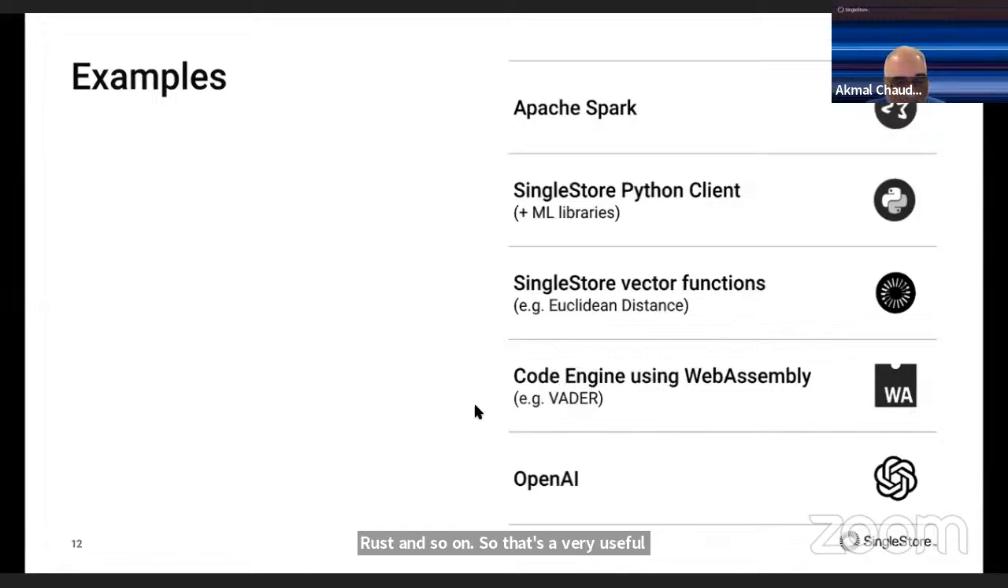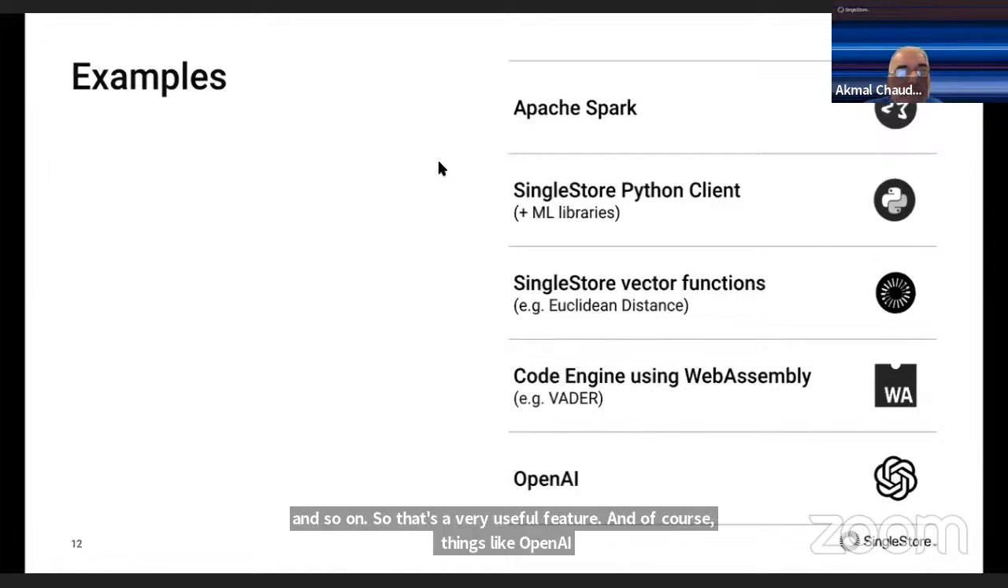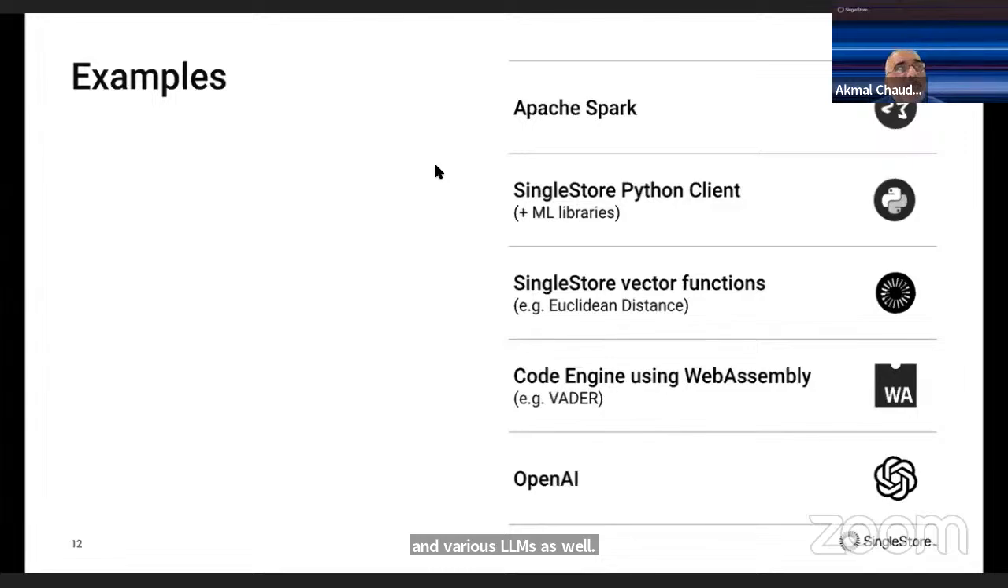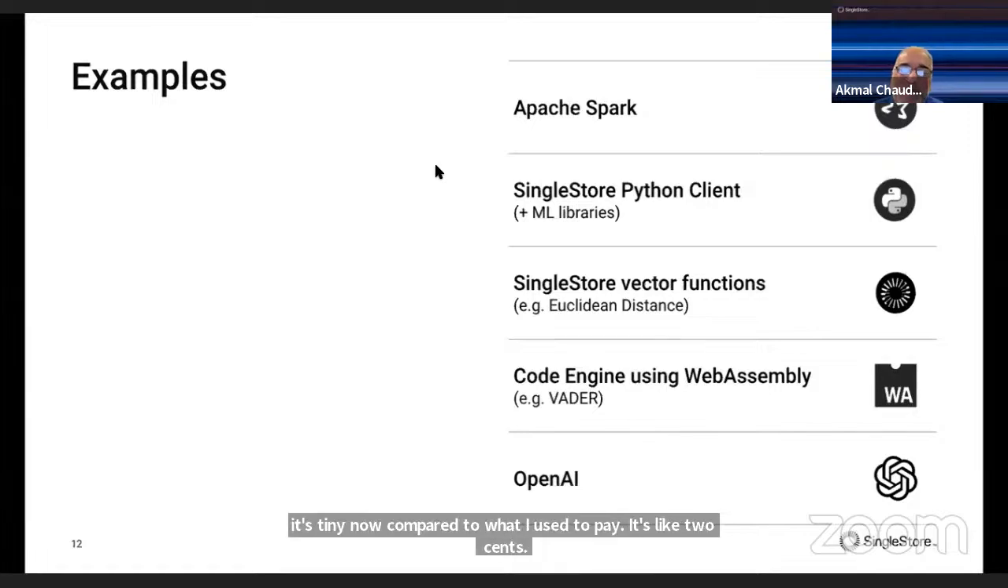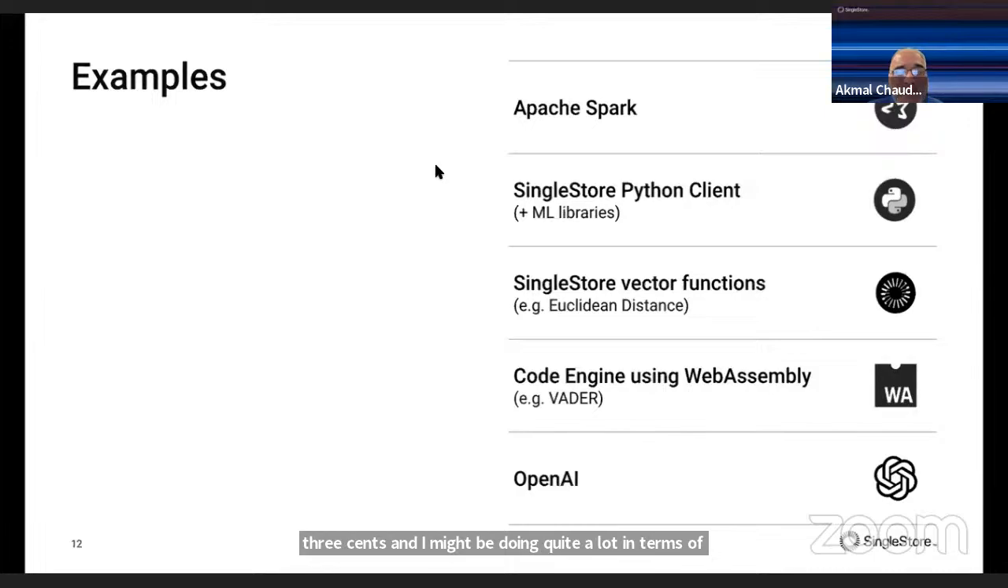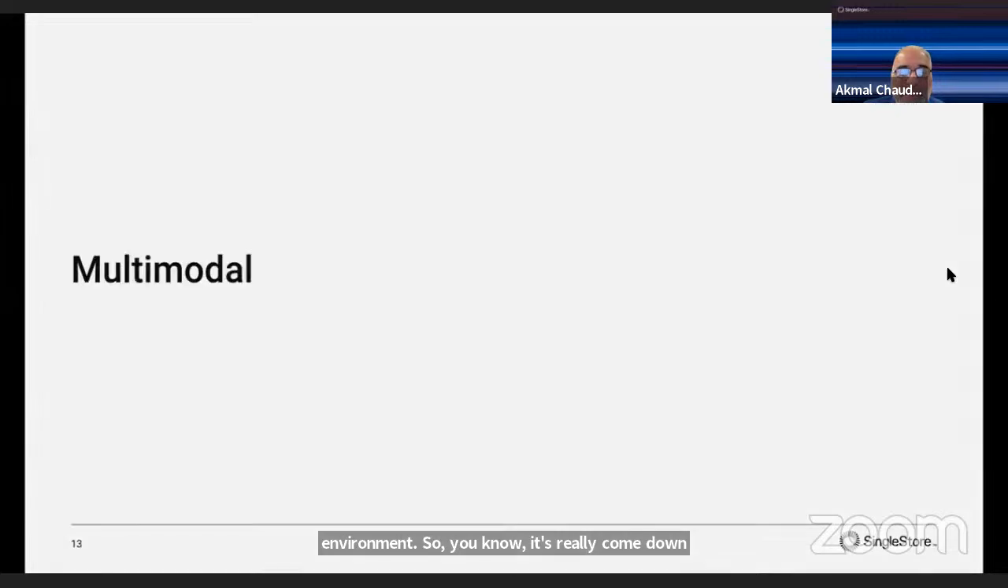And of course, things like OpenAI and various LLMs as well. I often use OpenAI. In the early days, when I first started using OpenAI with SingleStore and we did these webinars, the cost was terrible, tens of dollars in terms of billing. I've noticed that it's tiny now compared to what I used to pay. It's like 2 cents, 3 cents, and I might be doing quite a lot in terms of using their environment. So it's really come down significantly and made it very cost effective.